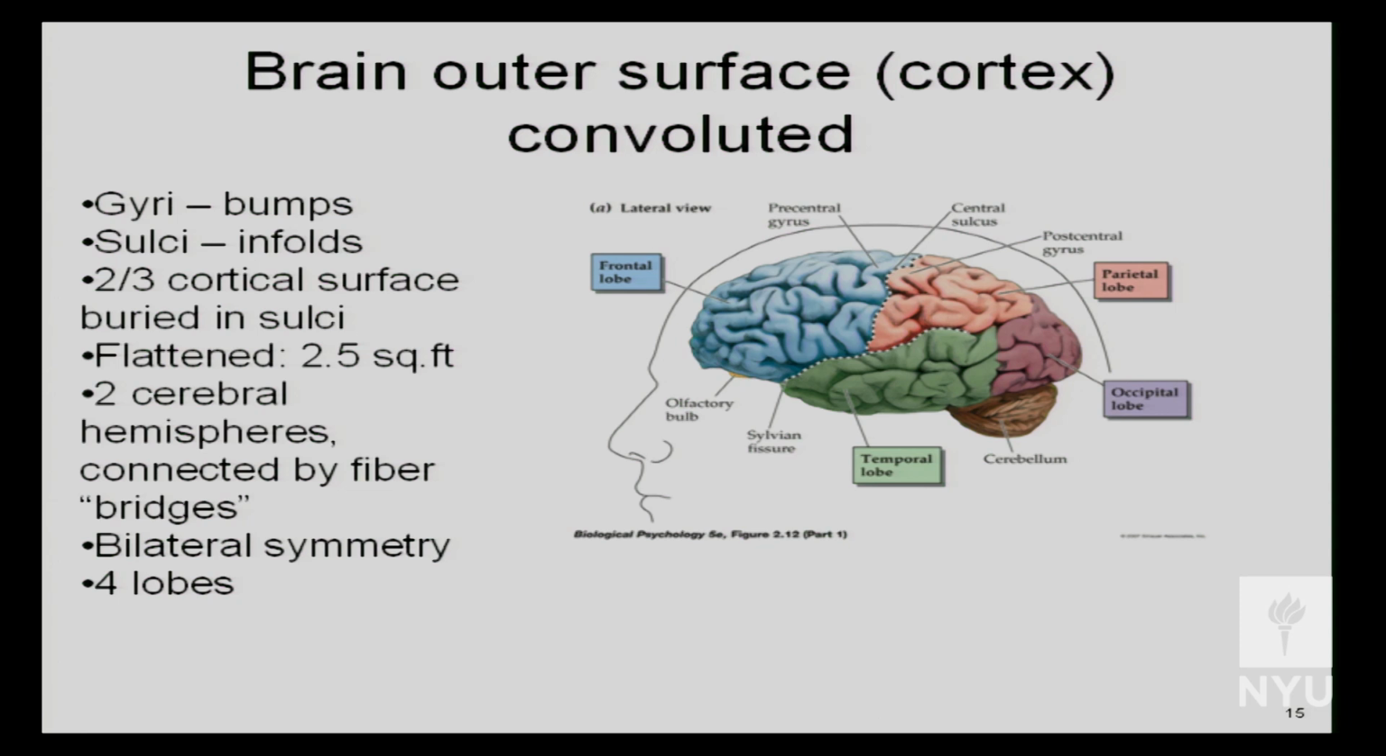It is a huge highway of axons that go from left to right. These are all the axons going from one side of the brain to the other. It is huge. It's located right in the center there. You can see it when you cut the brain in the sagittal plane, which is this way. The two cerebral hemispheres are connected by fiber bridges. The major bridge is called the corpus callosum. Bilateral symmetry and these four lobes that we went over already.